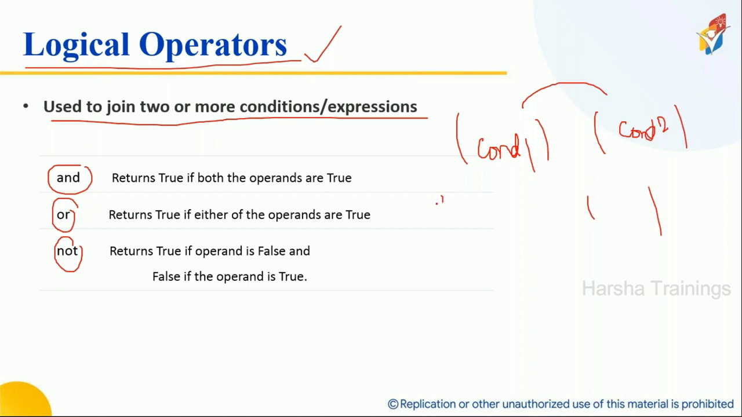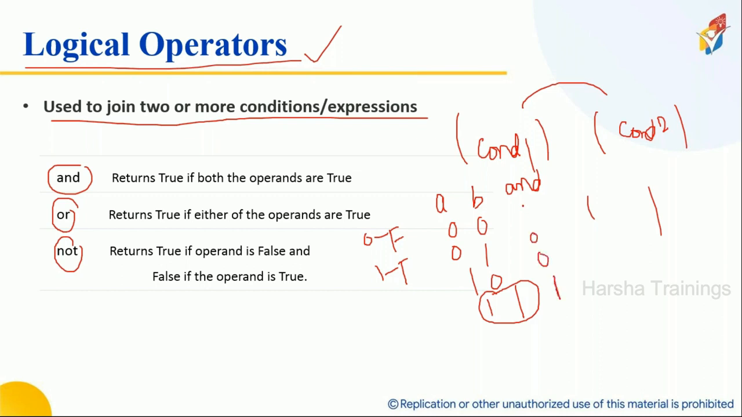If I take A and B, 0 means false and 1 means true; please consider it this way. Now the combinations are 0 0, 0 1, 1 0, 1 1. Now I'm taking the AND operation between A and B. The AND operation will be true when both operands have a true value. Then only it will be 1. In all other cases the value will be 0.